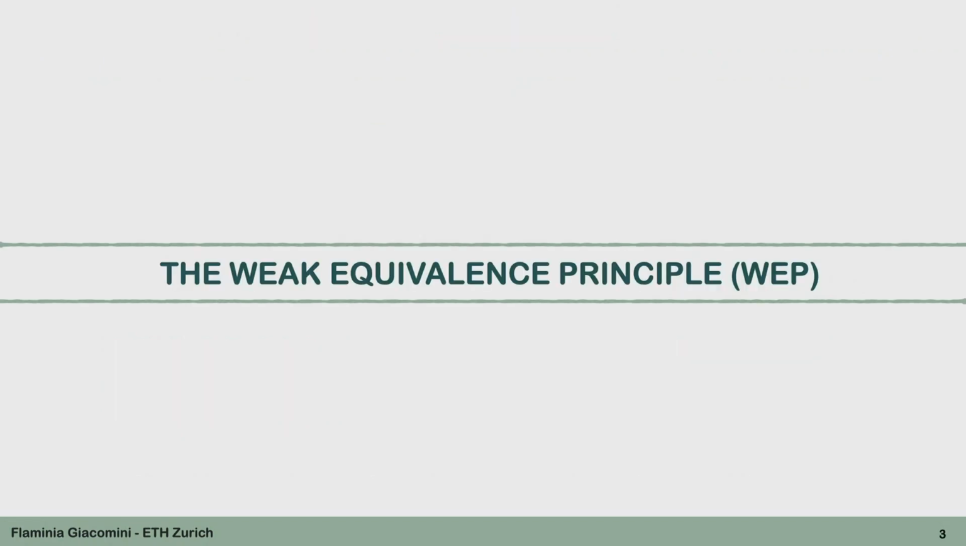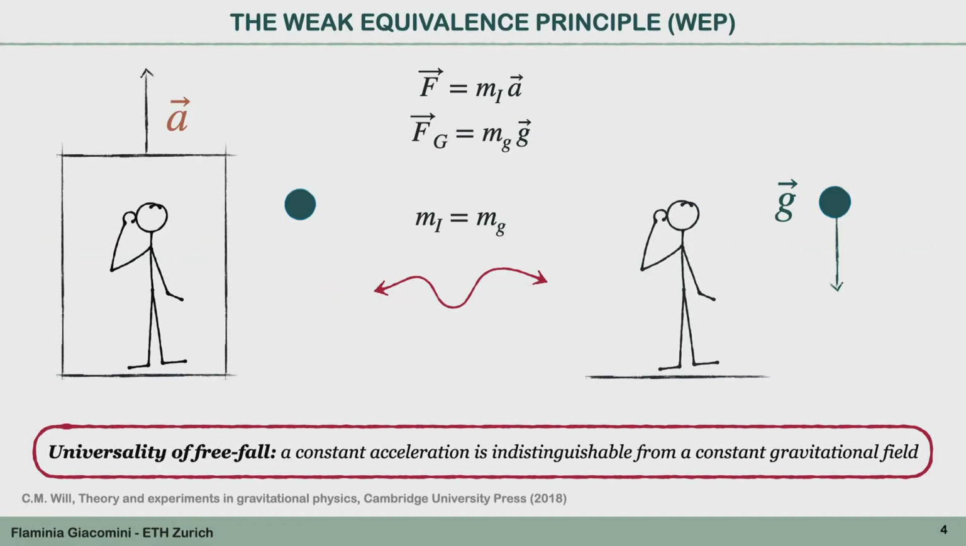Now we have different types of equivalence principles. The ones we are concerned with in this lecture are the weak equivalence principle and the Einstein equivalence principle. What is the weak equivalence principle? It is the universality of free fall. The idea is that if I have an observer in the usual Einstein elevator, an accelerating elevator with constant and uniform acceleration A, then this situation is indistinguishable from a constant and uniform gravitational field that is the opposite of A.